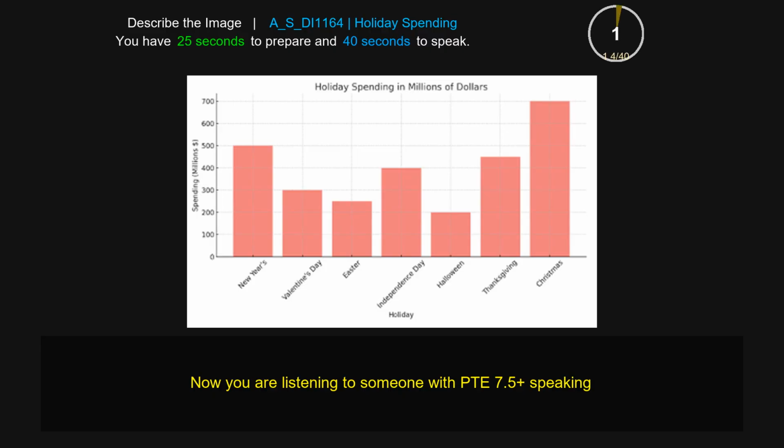The given image is a bar graph which gives information about holiday spending in millions of dollars. Independence Day has the value of 400 and the New Year has the higher value, which is around 500, and the highest value is in Christmas, which is 700, and Halloween has the least value, which is just 200. Overall, this bar graph gives information about holiday spending in millions of dollars.